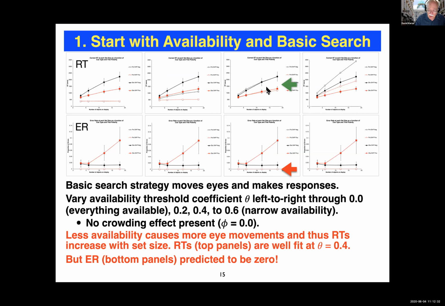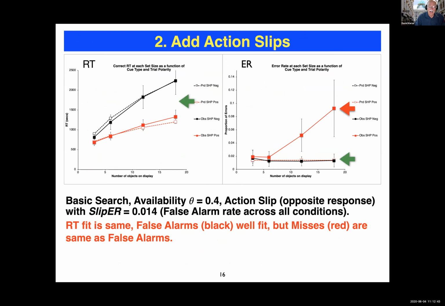We're getting a pretty good fit here. The green arrow means we're on. The red arrow means, oops, look at that. We are predicting 0 errors. Let's add the action slips. That doesn't affect our RTs, but now we're getting false alarms at this constant rate, which we estimated at just the false alarm rate for the slip error rate. But we're not getting any misses at all.